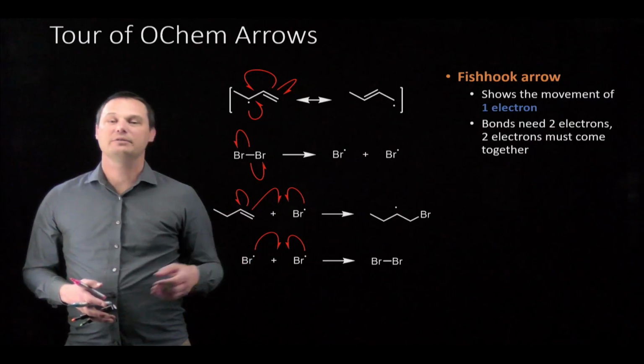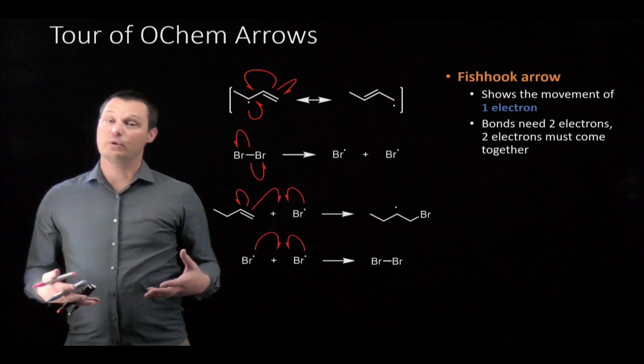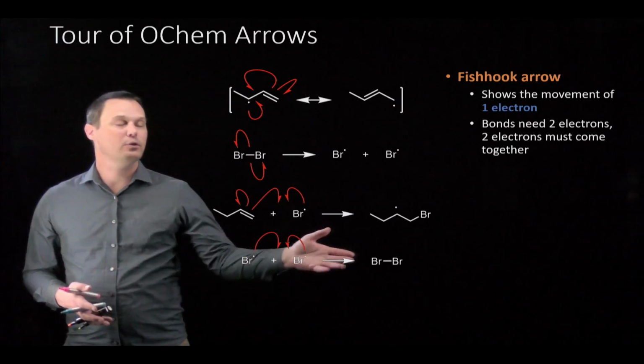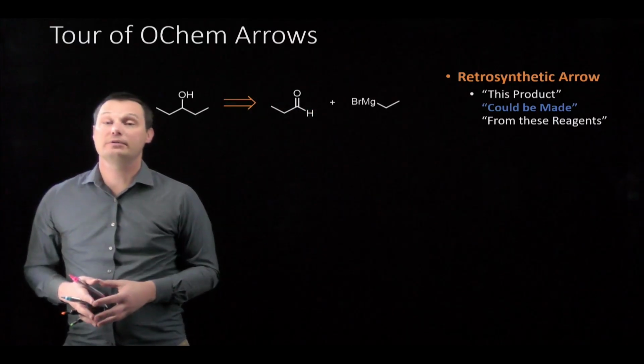We also use the fishhook arrows in combination reactions. 2 individual bromine atoms come together to form a bond. I need 2 electrons for that bond. I get 1 electron from one bromine, 1 electron from the other bromine to form the bromine-bromine bond. And that concludes the tier 1 level of arrows in organic chemistry.